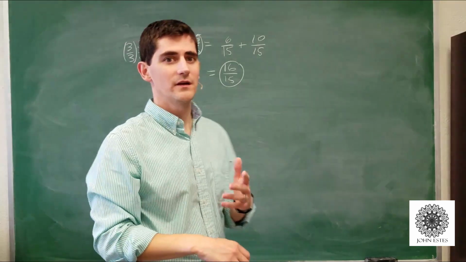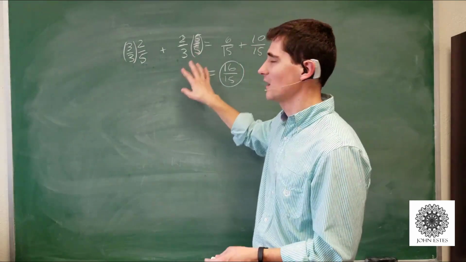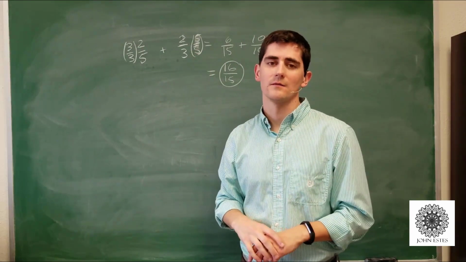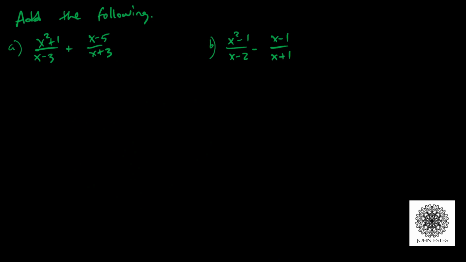I'm going to show you how this relates to rational expressions. Again, the mechanics are the same. You get a common denominator, and then you can add them or subtract them. Now we're going to work a few examples on adding and subtracting rational expressions. In this first one, we have x squared over x minus 3 plus x minus 5 over x plus 3. These look a lot uglier than the fractions we were looking at earlier, but they're really not any more difficult as long as we're careful with our arithmetic.